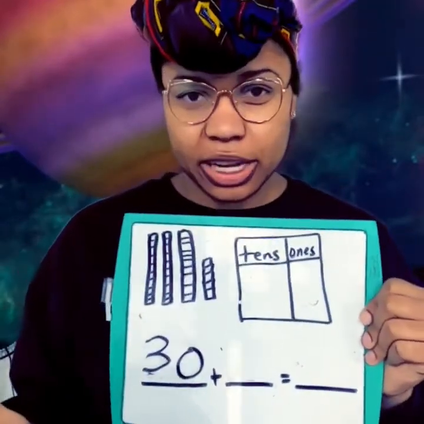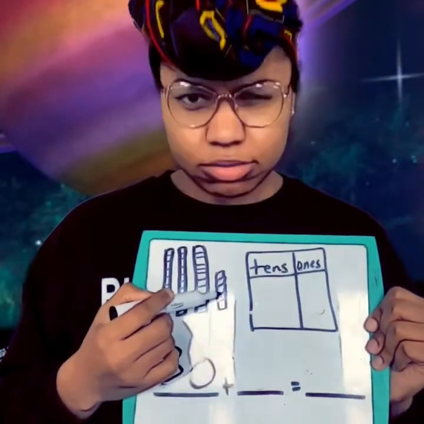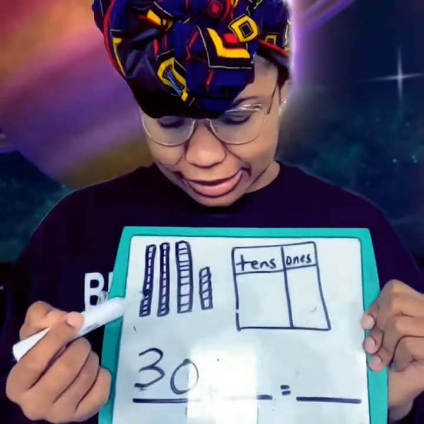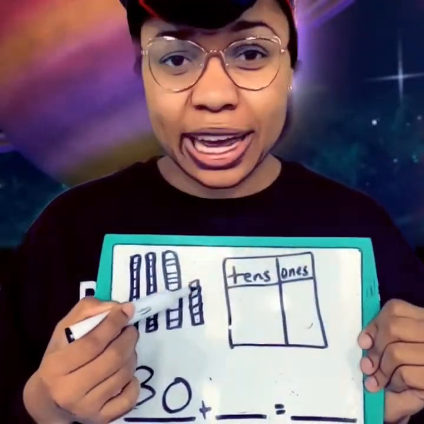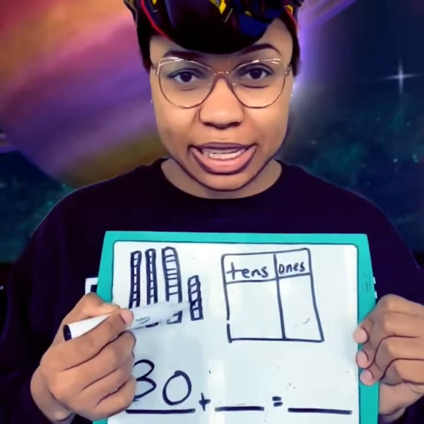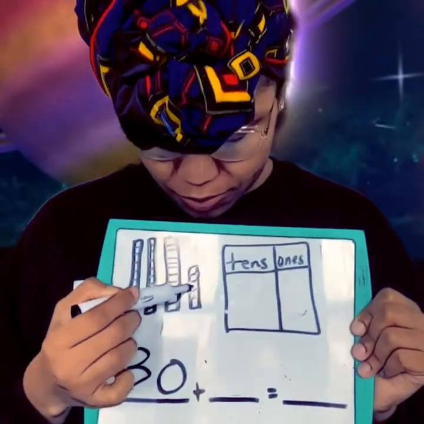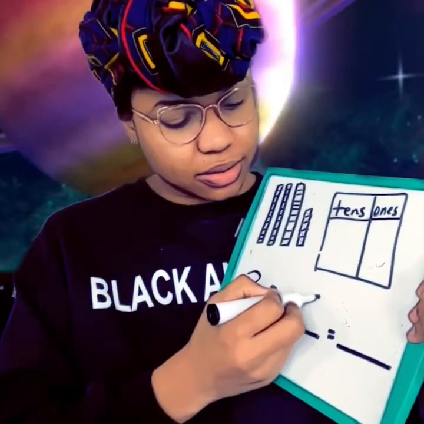Now let's figure out my extra ones. Let's count. Get ready. 10, 20. Why'd you stop me? That's right, because these are extra ones. We have to count by ones. We are not counting by 10. So let's start over. Get ready. 1, 2, 3, 4, 5. I have 5 extra ones.